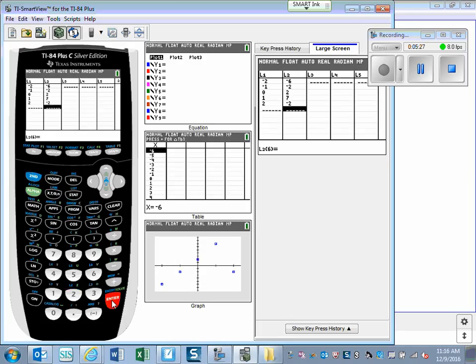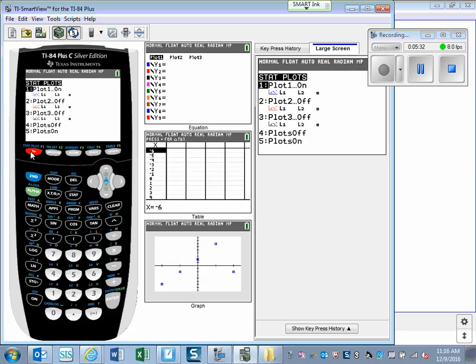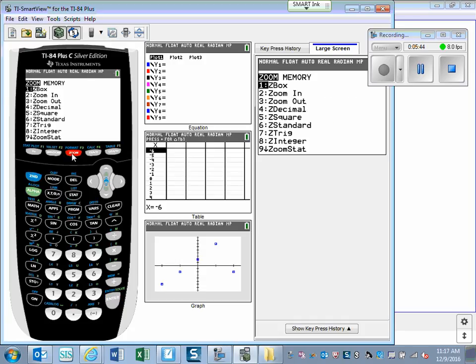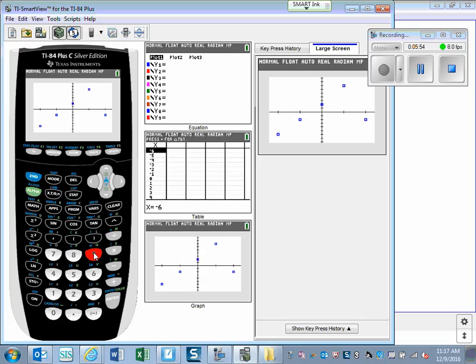Let's just look at the data, right? To look at the data, I go to second y equals to get to stat plot. Then you make sure that plot 1 is on, everything looks good. Now you go to zoom, and then option number 9, ZoomStat. So after you put the data in, you click zoom, and then you go to 9. And then you have your plot.